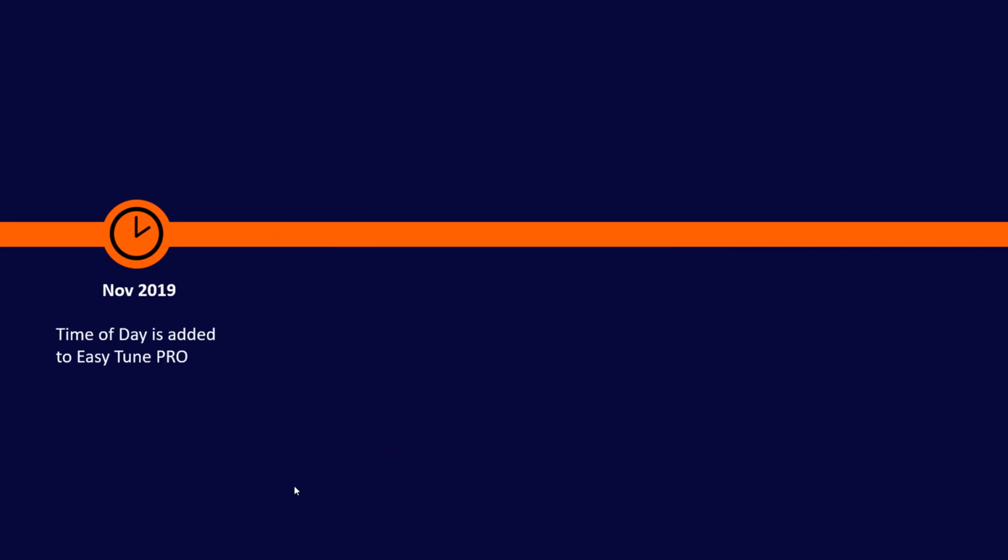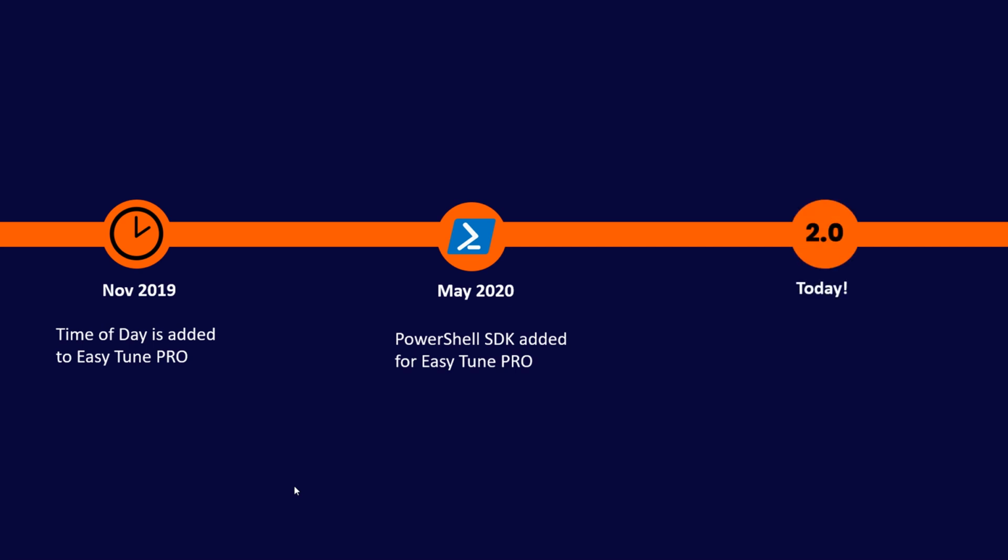Roll on to November of 2019, we added the time of day feature to EasyTune, which allows you to set different types of tuning at different times of the day and on different days. Really awesome feature. Then this year, in May, we did our PowerShell SDK, which lets you automate your SCOM alert tuning, which is really good when you've mastered the basics and you're looking to make things a bit more automated. The PowerShell SDK is there, which leads us nicely to today.